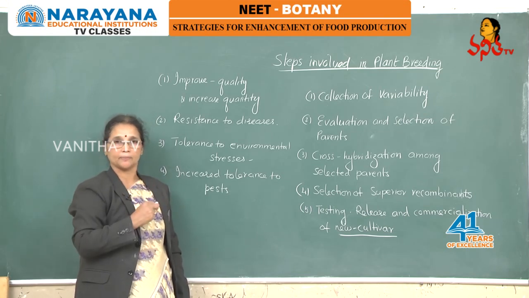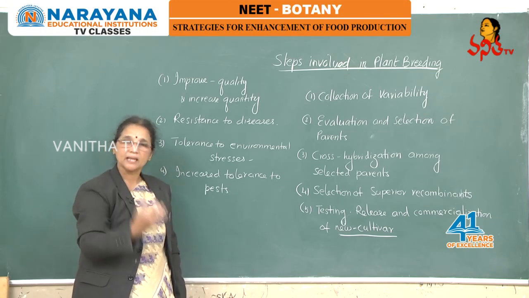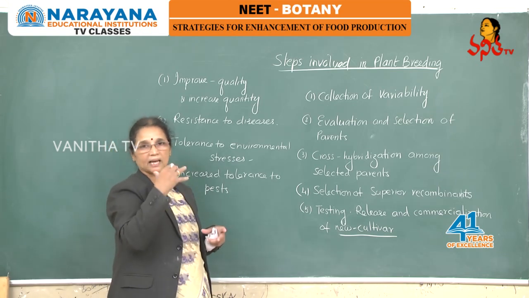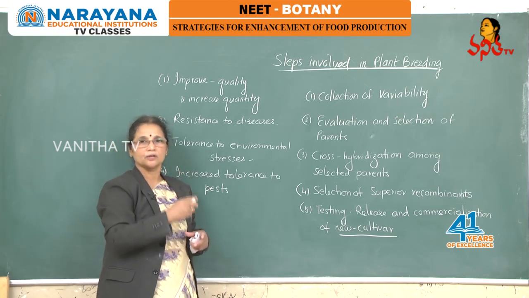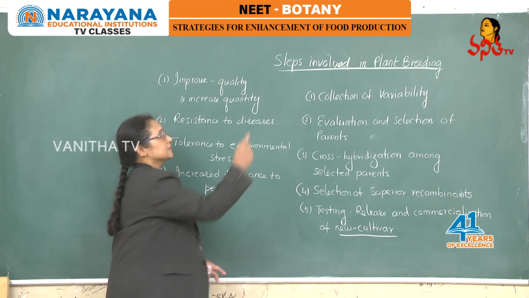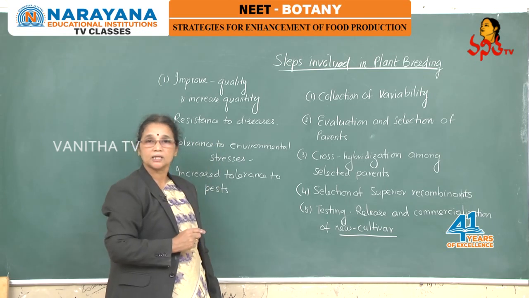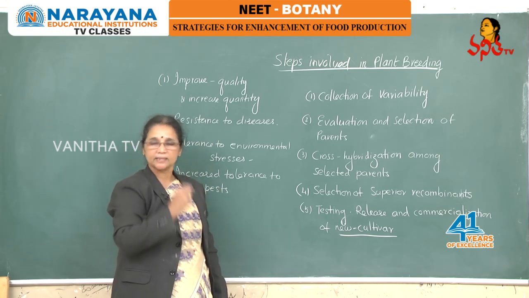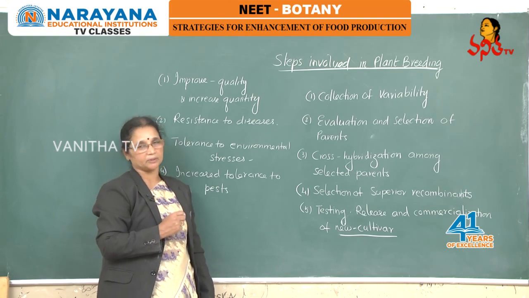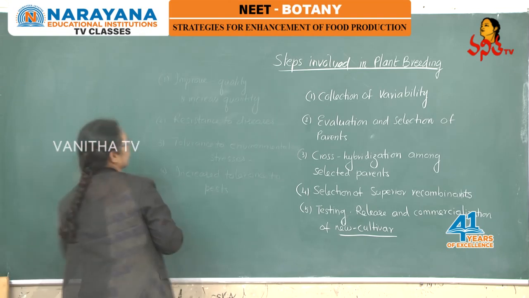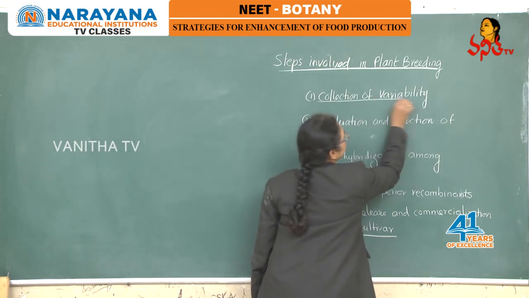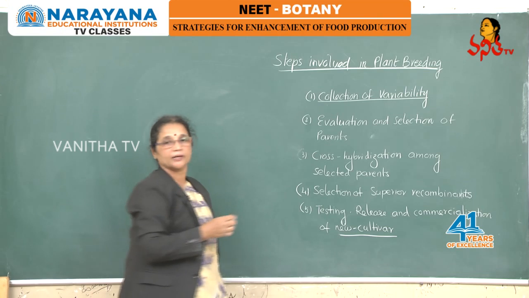So these are all the characters a plant breeder wants to incorporate in the new plant he wants to develop. Then from where will he get all these characters? He will collect all these character coding genes from different varieties, and all of those come under the first step called collection of variability. Let us see what is the first step in the plant breeding, collection of variability, children.